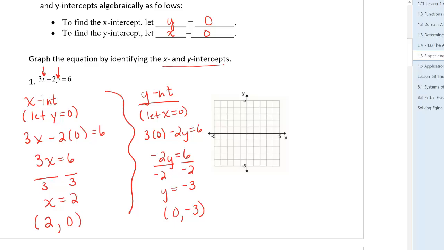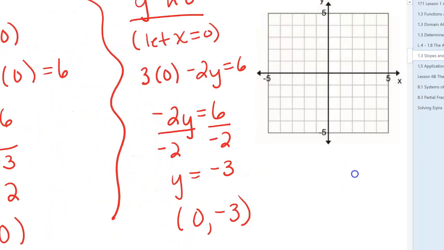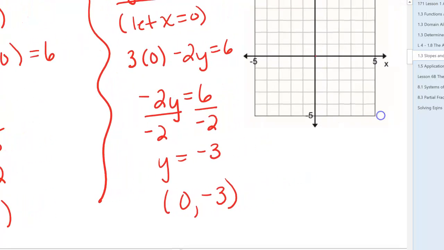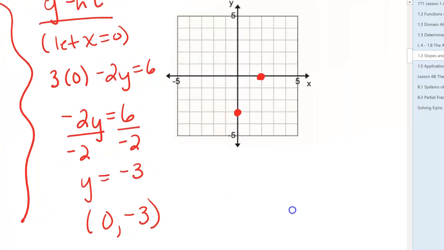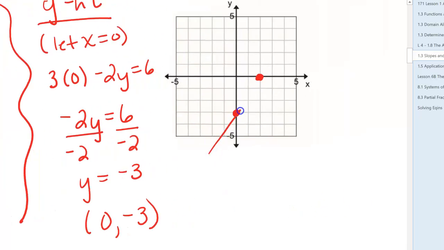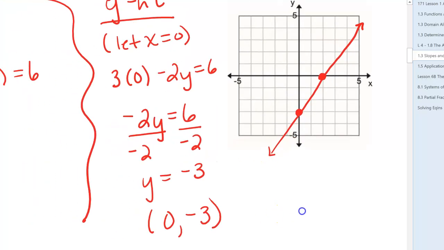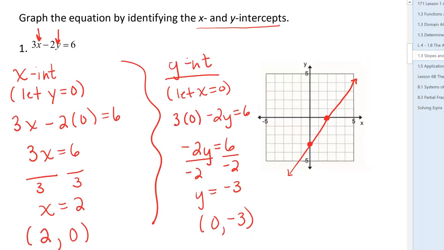So it only takes 2 points to determine a line. So if I graph these points, I have 2, 0, which means I go right 2 and I don't go up or down. To graph 0, negative 3, I don't go right or left, but I go down 3. And so those 2 points, there's only one line that will go through both of those points. So we see it here. So we graph this line, 3x minus 2y equals 6, by plotting the x and y intercepts and then connecting those points.